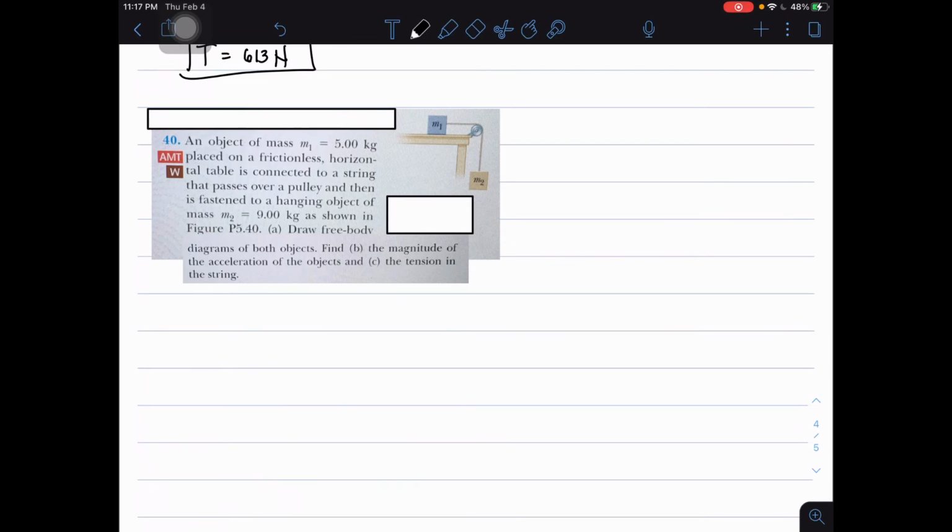So we have two FBDs here. Let's have the FBD of M1. What are the forces acting on M1? First, of course, the weight, M1 g, and then we have the normal force because it has contact with the surface, and then the tensile force. This is the force exerted by the string on the object. So this is our tension. The friction is not yet present here because it's not stated in the problem.